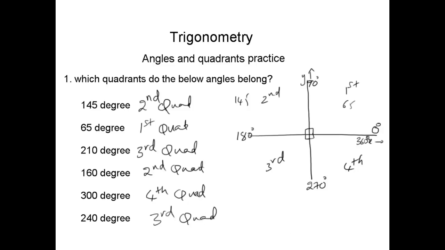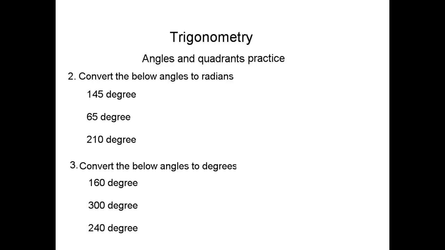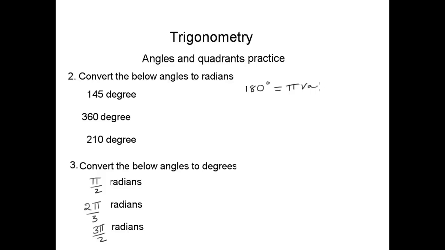Now let's move on to the next. The second question is to convert these three angles which are in degrees to radians. 145 degrees, right? So we know that 180 degrees is pi radians, right? How much is 145 degrees? So 145 degrees would be 145 times pi over 180, right?